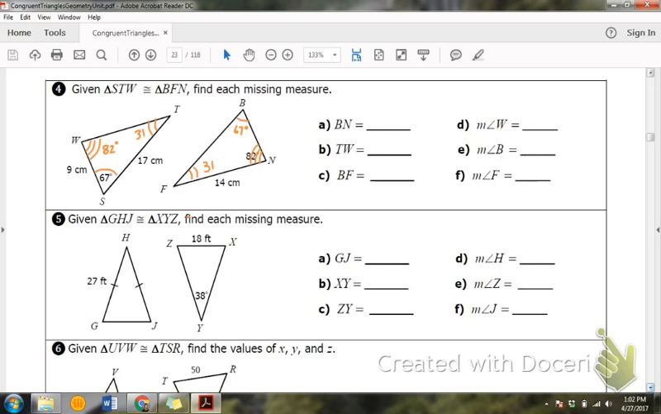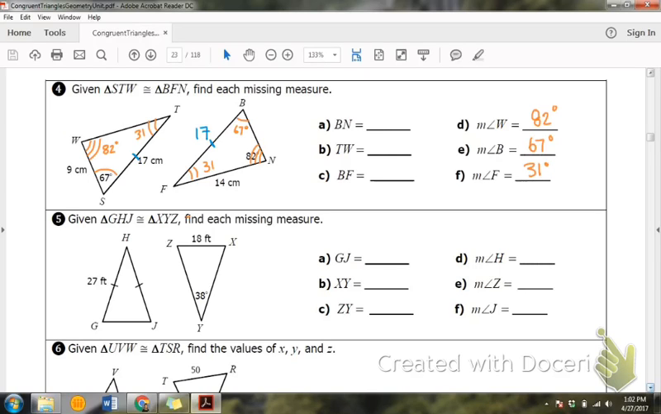All right, so let's go ahead and fill in our angles that we know. It says angle W. Well, now we're just looking at our diagram, right? It's 82. B was 67. And F is 31. Okay, so now we're going to do the same thing with our sides, okay? So let's go ahead and match our sides up. ST goes with BF. So how long is BF then? 17.